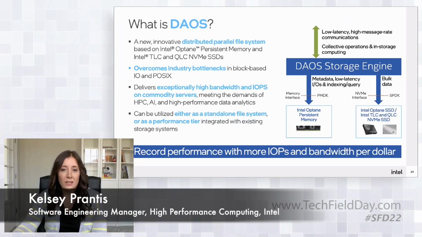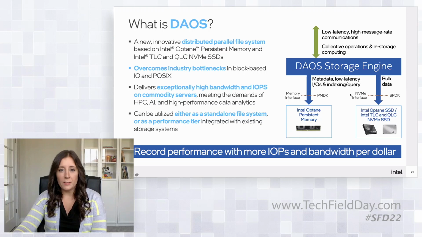And the general architecture for DAOS effectively splits the media into two tiers. So we take our metadata and small IOs, and that is stored on the Intel Optane persistent memory, whereas our larger bulk IOs are stored on NVMe SSDs. And the reason we did this is it was an intentional design to overcome a number of industry bottlenecks that we saw that were really inhibiting storage from reaching the full capability of what the Optane hardware was able to deliver.